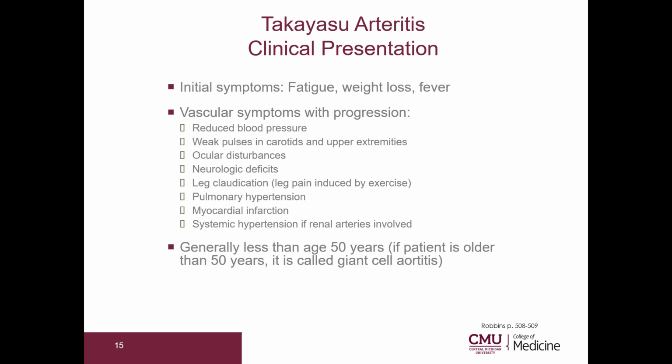The clinical presentation can include initial symptoms of fatigue, weight loss, and fever. Vascular symptoms with progression of the disease include reduced blood pressure, weak pulses in the carotids and upper extremities, ocular disturbances, neurologic deficits, leg claudication, which means leg pain induced by exercise, pulmonary hypertension, myocardial infarction, and systemic hypertension if the renal arteries are involved. This generally occurs in patients less than 50 years old. If the patient is older than 50, we generally call it giant cell aortitis.